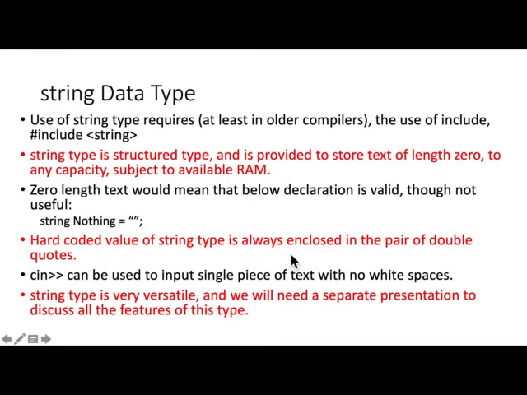A hard-coded value of string type is always enclosed in a pair of double quotes, although the double quotes are not stored. And the cin operator can be used to input a single piece of text. That means no white space. If you have white space, only the first part of the text will be inputted. A string type is very versatile, and we'll need a separate presentation to discuss all features of this type.